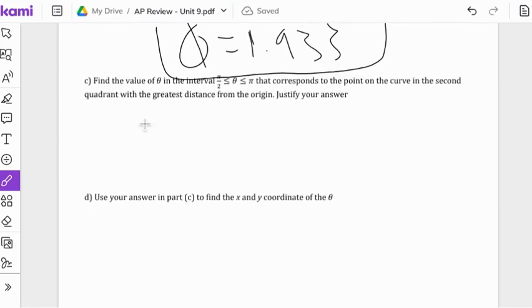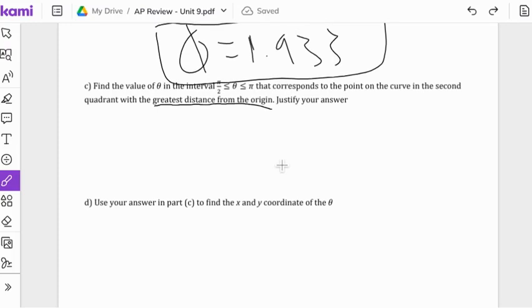Okay, finally, part C. Find the value of theta in the interval pi over 2 less than or equal to theta less than or equal to pi that corresponds to the point on the curve in the second quadrant with the greatest distance from the origin. You know what that means? If we're finding the greatest of anything, we're going to use the candidates test. However, note that it says distance here, so it's just going to be the absolute distance away from the origin. So let's do that.